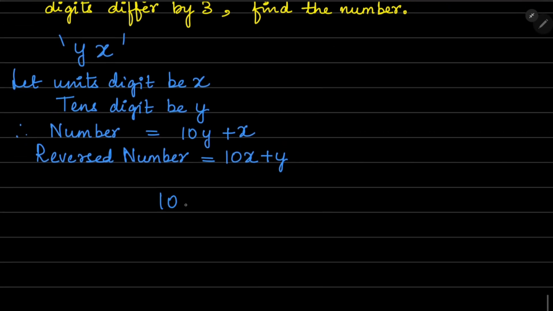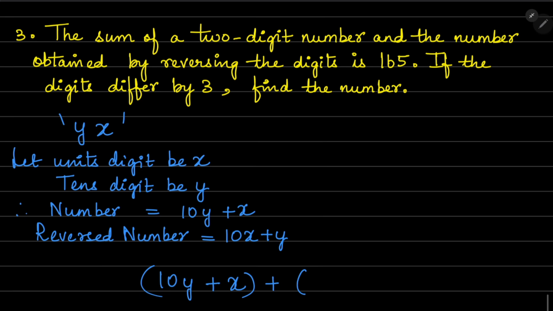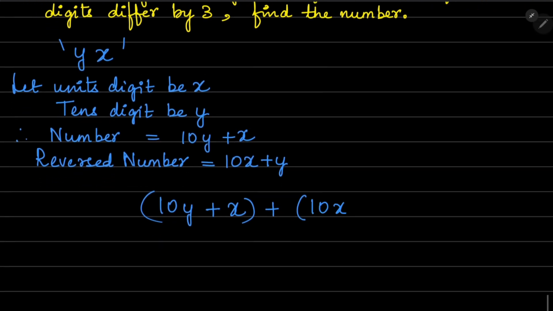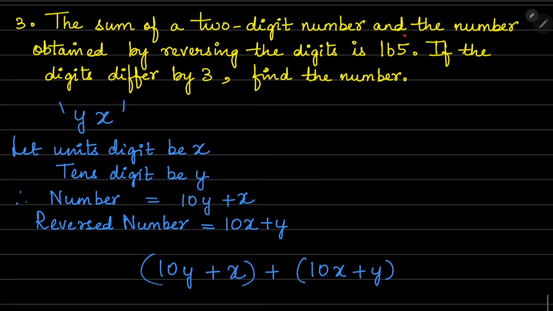So 10y plus x plus the sum, isn't it? It's given sum of the two-digit number. So this is your 10y plus x is your two-digit number. And the number obtained by reversing the digit. This sum is nothing but it's given as 165.